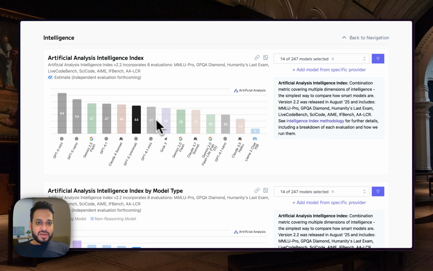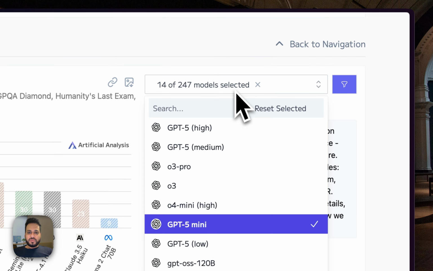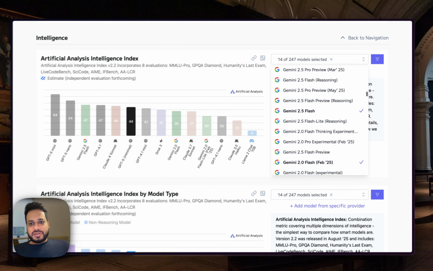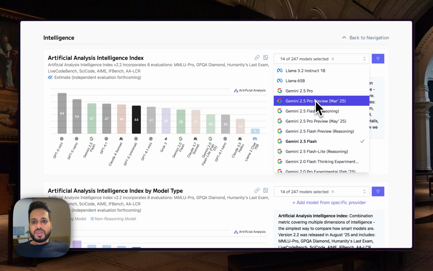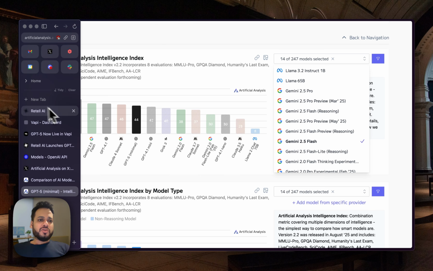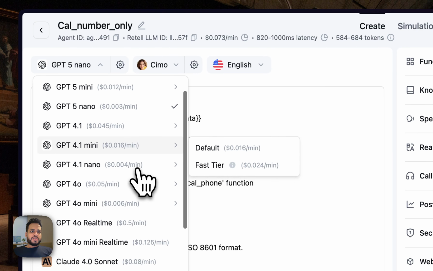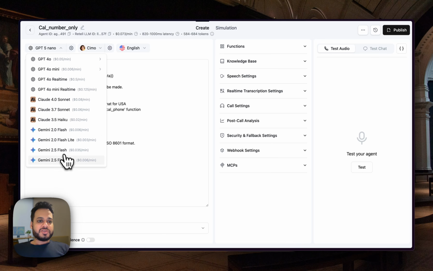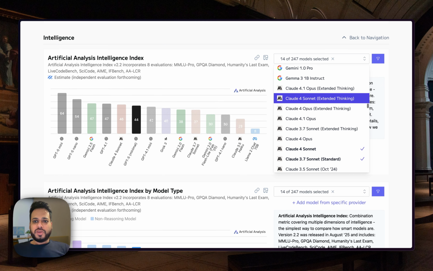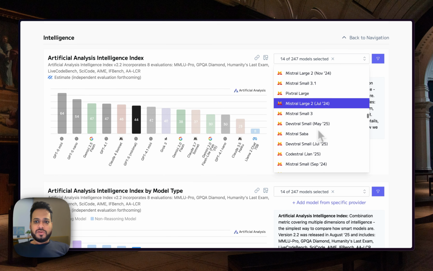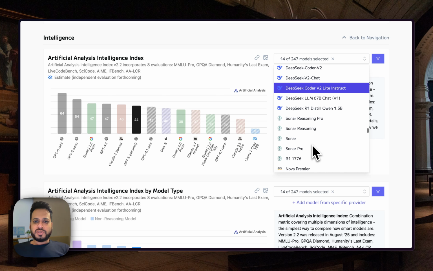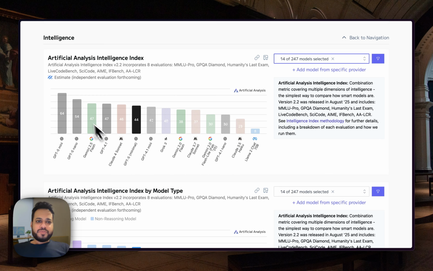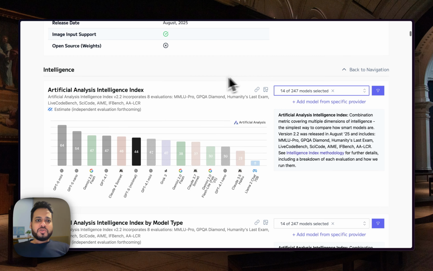Let me see if I have added everything else. I'll just remove some. Okay, so let me add Gemini 2.5. Do we use Pro or not? I don't think so. Let me check. So GPT-5, 4.1, 4.0 realtime, Claude, 2.0 Flash, 2.5 Flash, Flash-Lite, and all of that. Okay, so let me check. What do we have? Claude Sonnet, and so on. All of that we have. Mistral we don't use, DeepSeek we don't use. Okay, this is perfectly fine, which is what we should be seeing when we are concerned about voice AI agents.